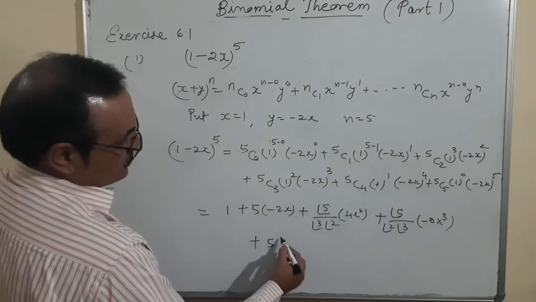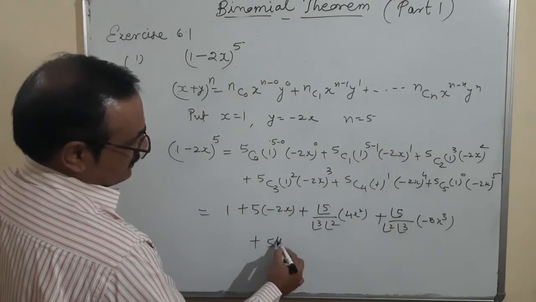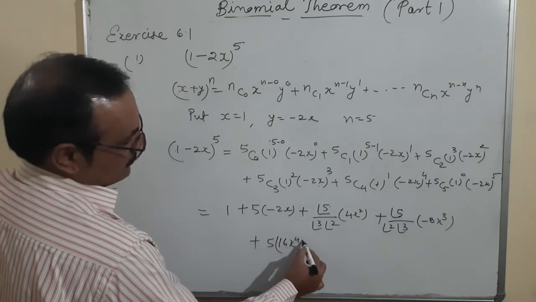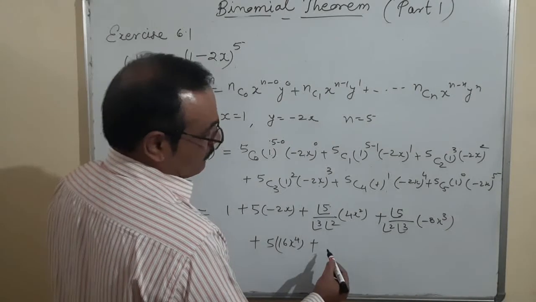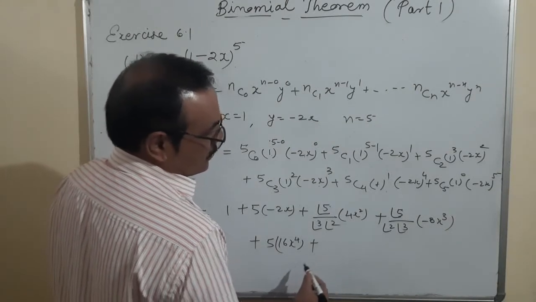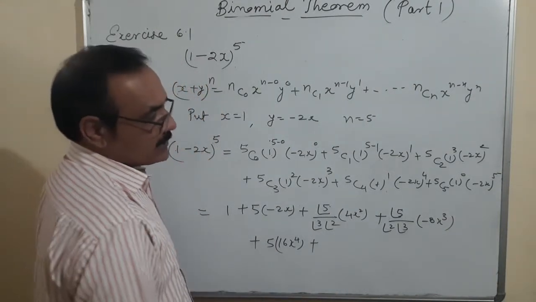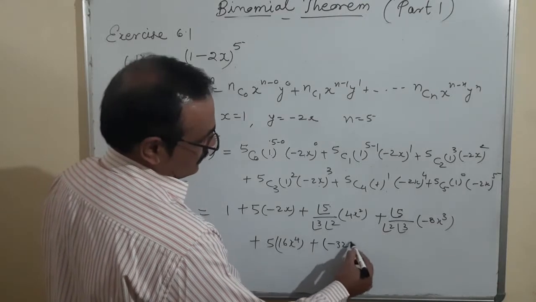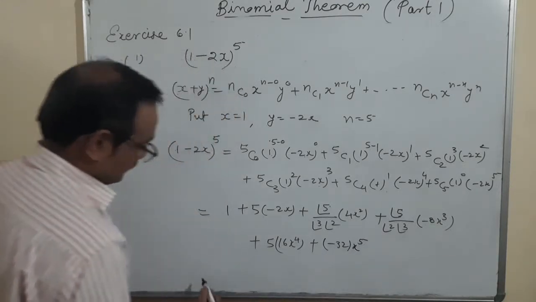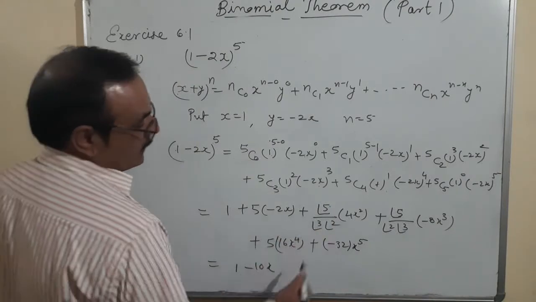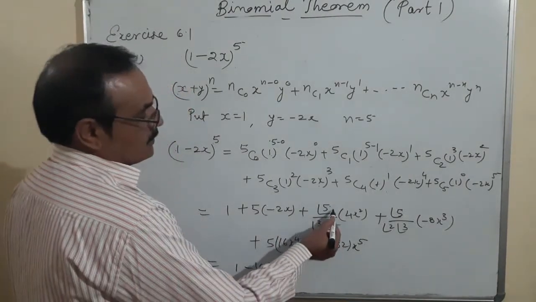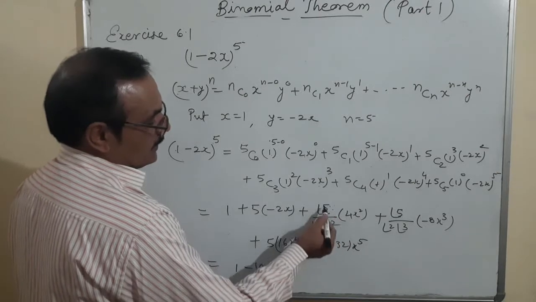And minus 2, 2 to the 4 to the 8 to the 16, x to the power 4. Plus last 5C5, it is 1, minus 2x to the power 5. 2 to the power 5, 2 to the 4 to the 8 to the 16, 32. Minus 32x to the power 5. Okay. So that is 1 minus 10x. It is 5 4s are 20 and 10.